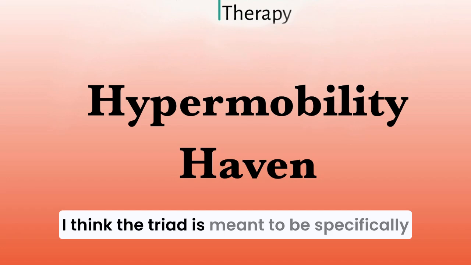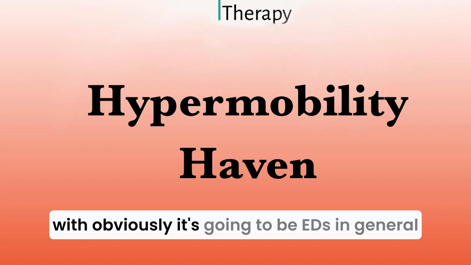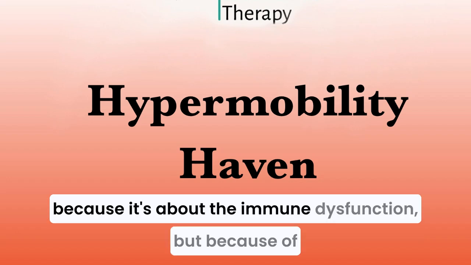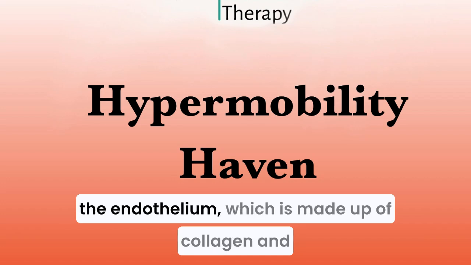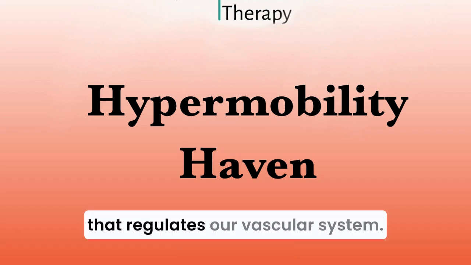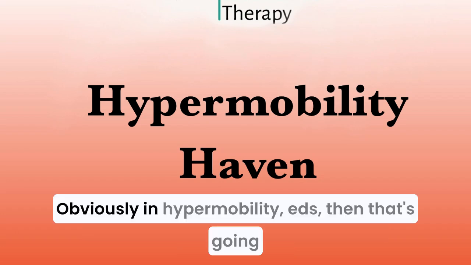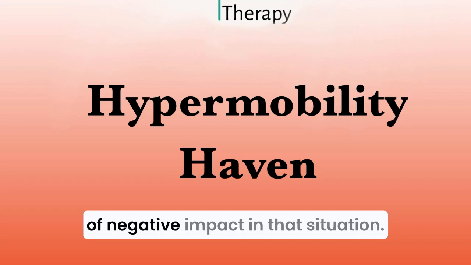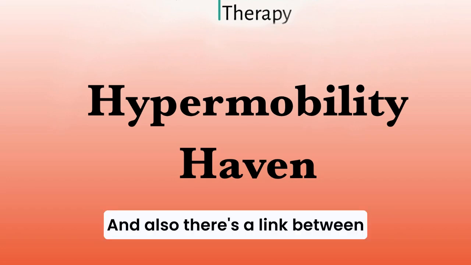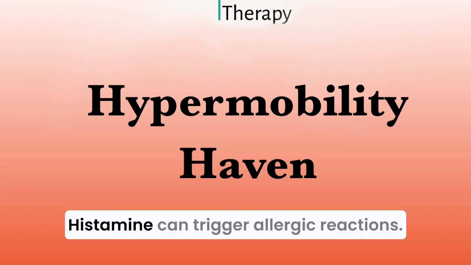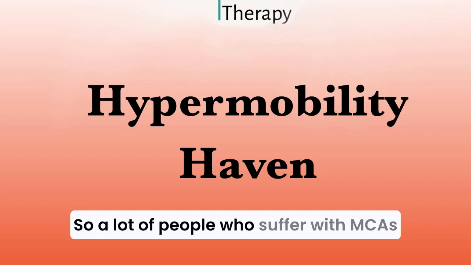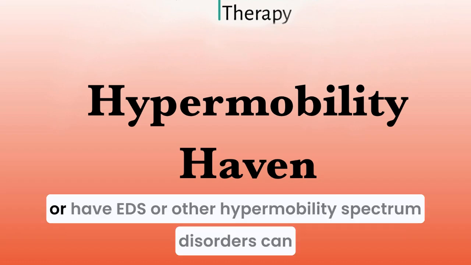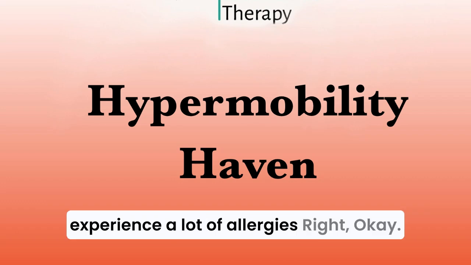I think the triad is meant to be specifically with EDS in general because it's about the immune dysfunction, but because of the endothelium, which is made up of collagen and regulates our vascular system, in hypermobility EDS that's going to have a much more negative impact. And also there's a link with the histamine itself, as histamine can trigger allergic reactions. So a lot of people who suffer with MCAS or have EDS or other hypermobility spectrum disorders can experience a lot of allergies. Right, okay.